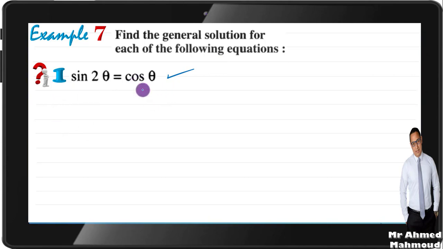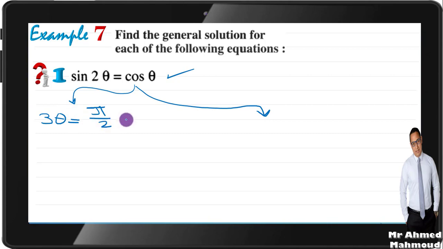Now I have two solutions. The first solution, the sum equals pi over 2 plus 2n pi. The second solution, the difference equals pi over 2 plus n pi. The sum: 2 theta plus theta equals 3 theta equals pi over 2 plus 2n pi, or 2 pi n, whatever. The second solution, the difference: 2 theta minus theta equals theta equals pi over 2 plus 2n pi, or 2 pi n.